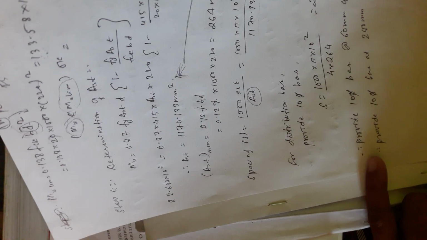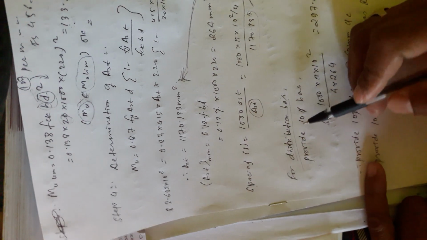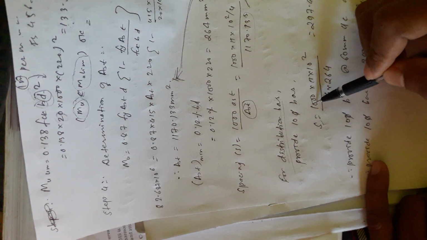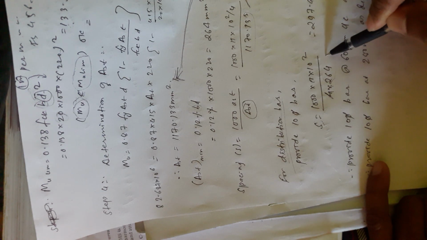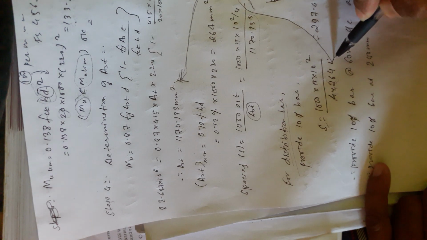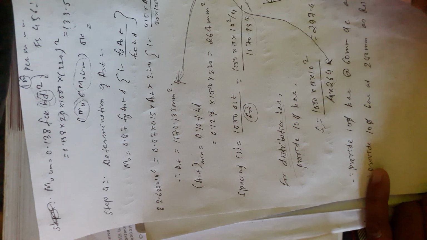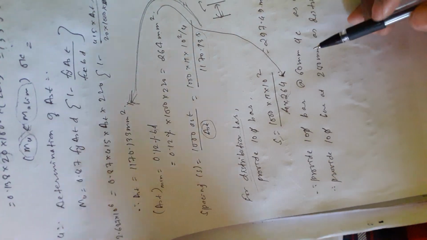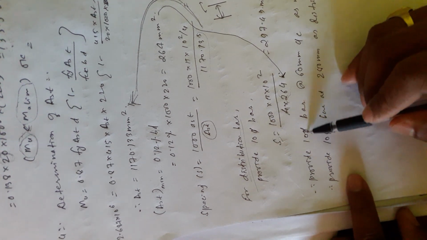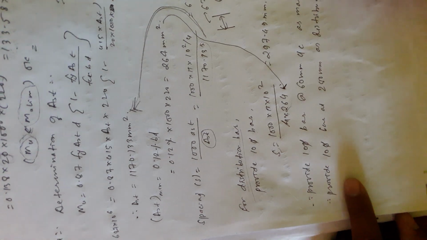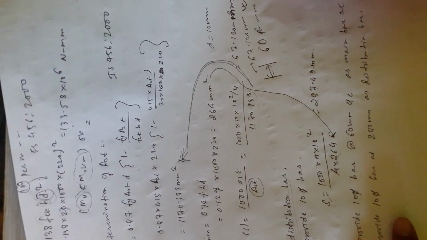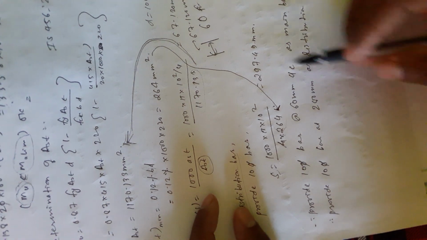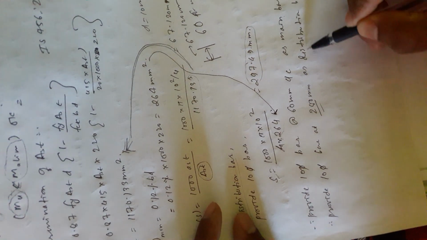Now we need to calculate the main bar and distribution bar. For distribution bar, provide 10 mm diameter rebar and spacing S equals 1000 into pi into 10 square by 4 into AST minimum 264, which can be obtained from this. On solving this, spacing is 297.49 mm. So as a conclusion, let us provide 10 mm diameter bar at 60 mm center to center as main bar. Always take a bit minimum. And also provide 10 mm diameter bar at 280 mm, since 297 is the common answer, so we have taken 280 mm as distribution bar.